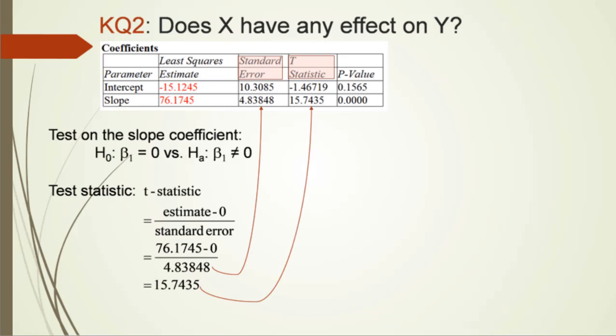The test statistic would be a t-statistic. It has the usual form of estimate minus the null value divided by the standard error. The null value would just be 0 because we are comparing beta 1 with 0 in the null and alternative statements. The standard error is actually presented in the coefficient table, and the t-statistic can be calculated using the formula to be 15.7435, which is also given in the coefficient table.